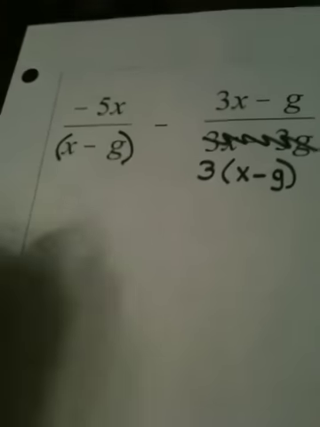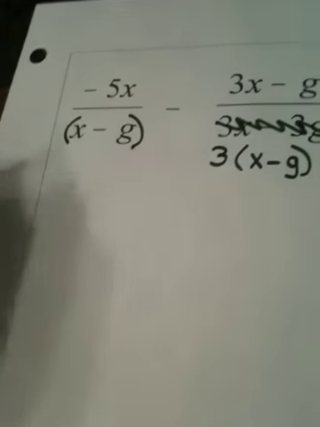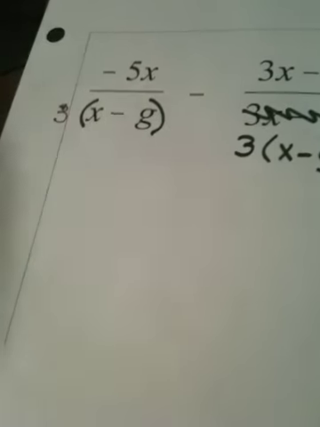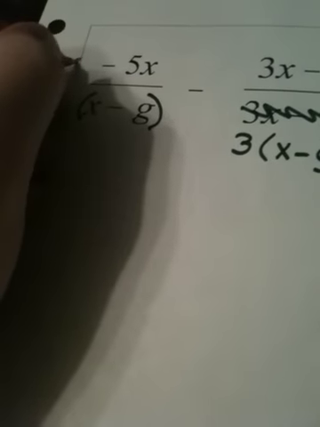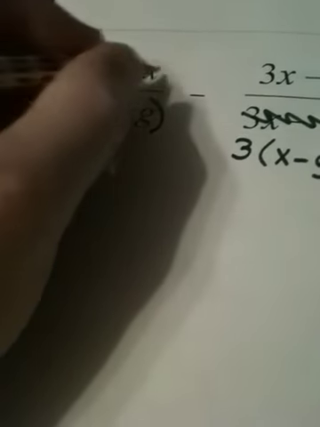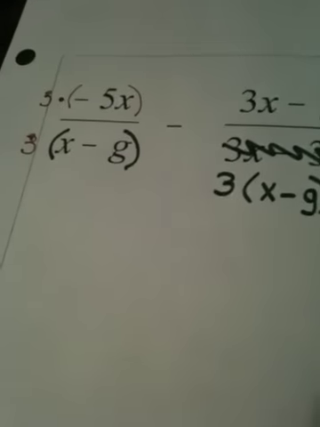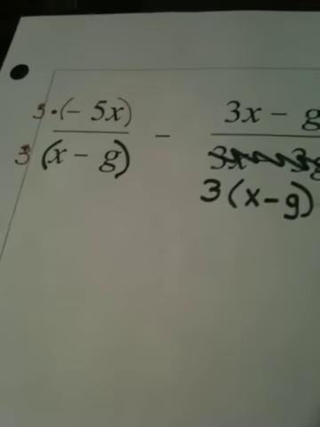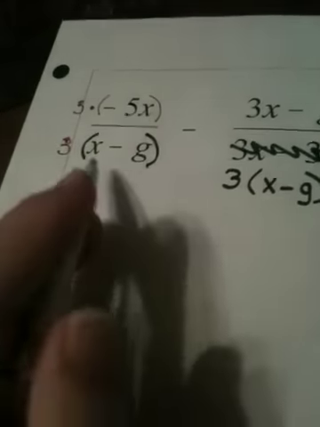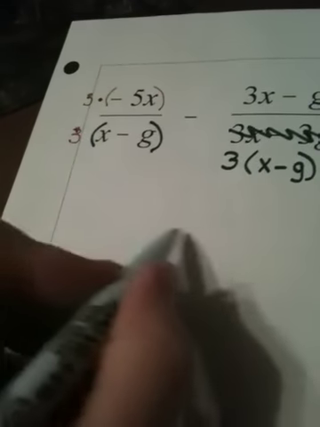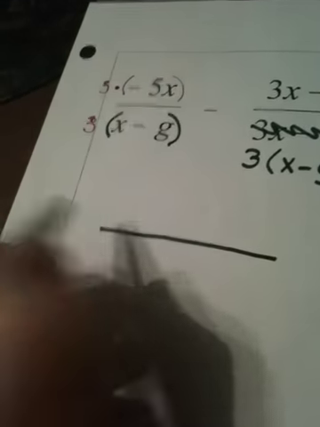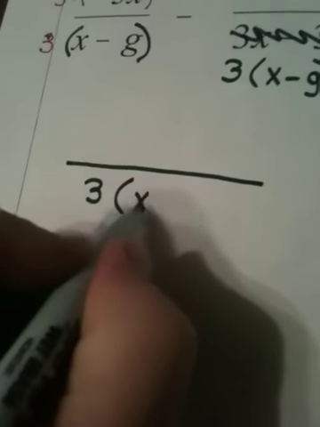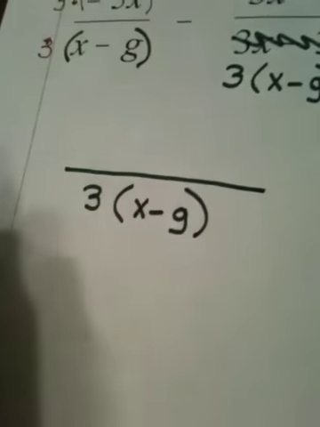So, what I do to the bottom, I'm going to say times 3 here, okay? I do to the top. It's a multiplication. So what I do downstairs, I do upstairs. Now, at this point, the denominators match. So, I have 3, and then I have x minus g in parens in the denominator.